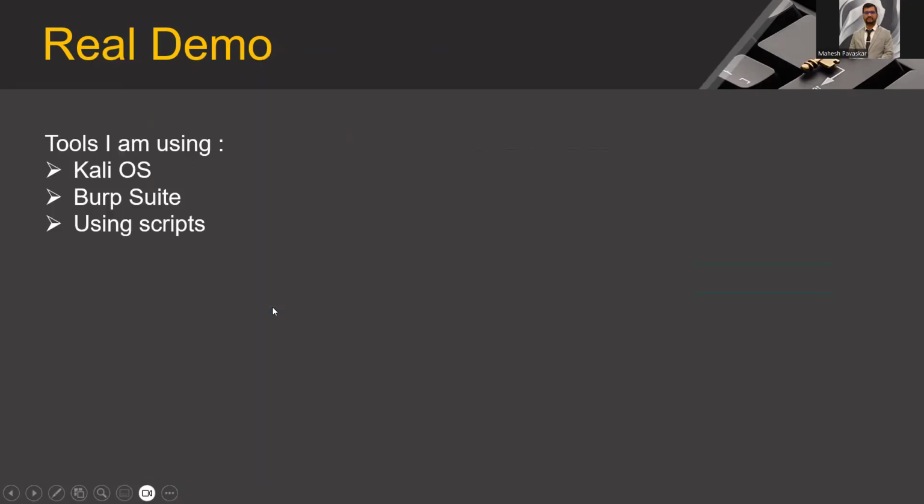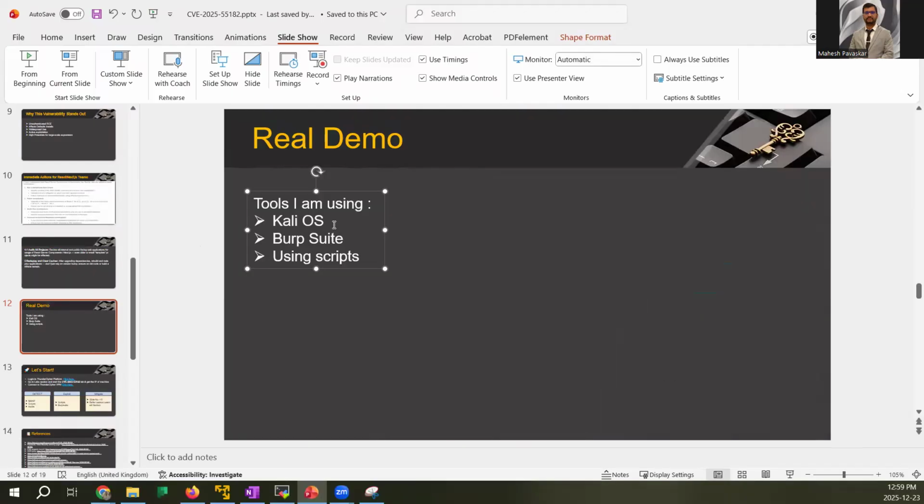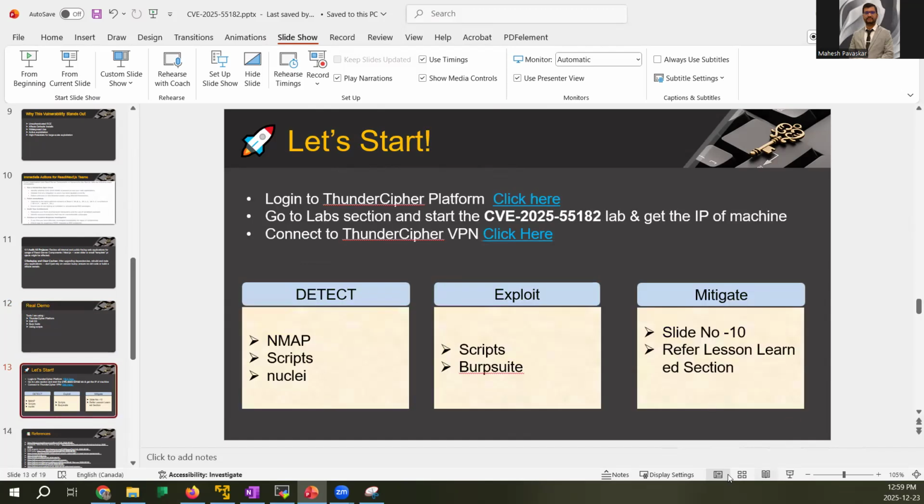Before starting the real demo, I'm using Kali. From Kali, I'm trying to launch this particular attack. Also, I'm using Burp Suite and some scripts available on GitHub. And I forgot to mention which platform I'm using to demonstrate. The platform providing me the vulnerable system is the Thundercipher platform. So I'm using the Thundercipher platform. So let's dive deep into this one. One minute.